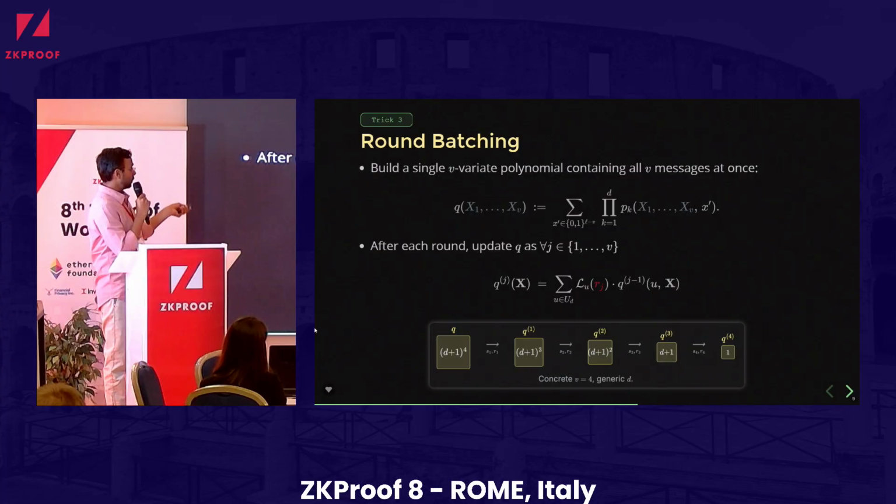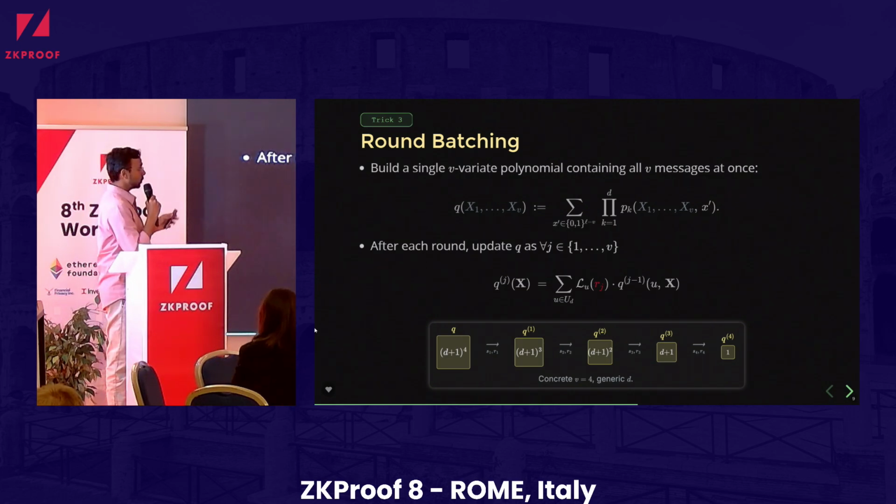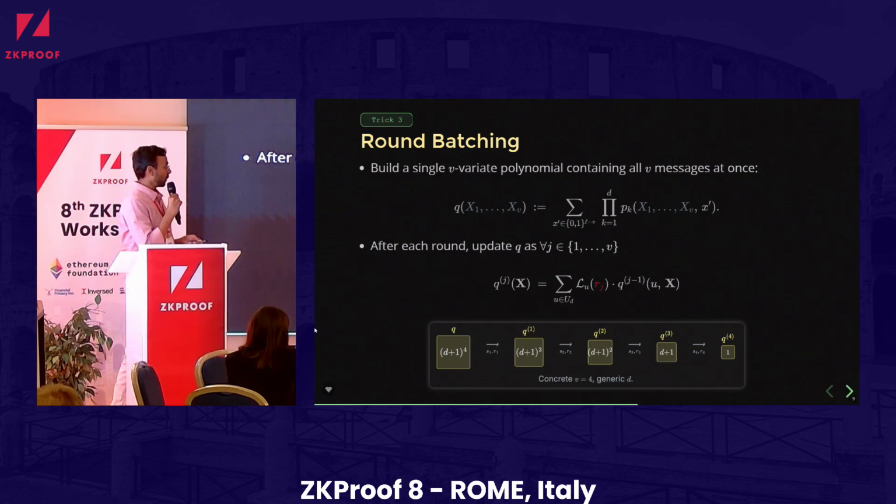So you define the first Q. From that you can compute the first round polynomial S1. Then you get R1. You bind the Q by R1 to get the next version of Q, and that process goes on.